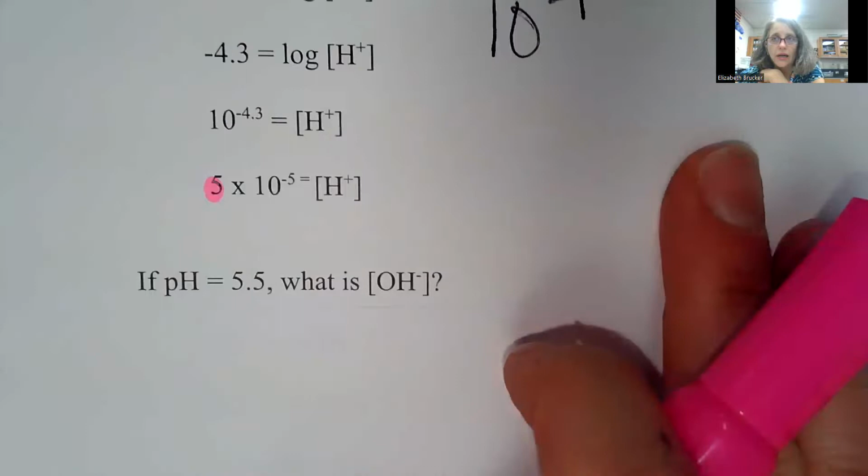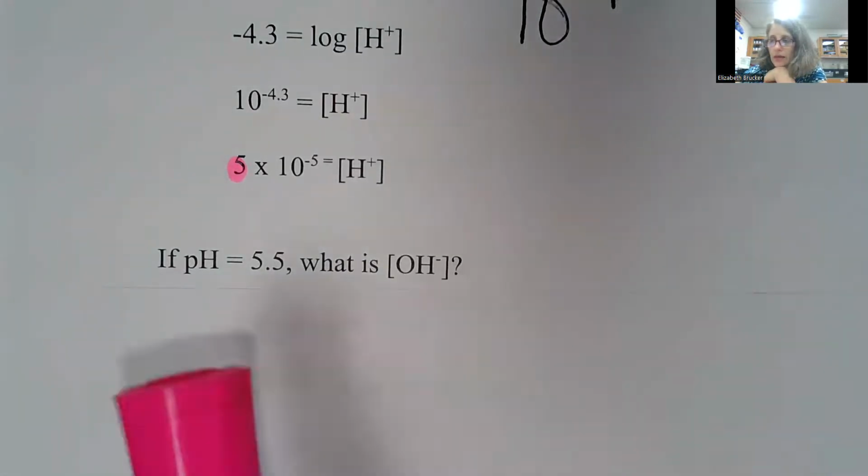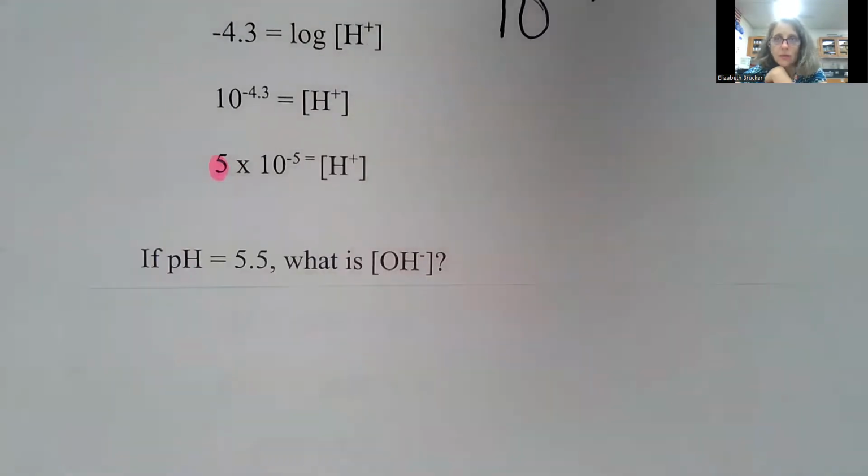So let's try, I want you to try this one on your own, and then you could check your answer with me. If I start with the pH of 5.5, what is the hydroxide concentration? So not just the H plus, again, that was what the last problem was, but what is it if it's OH? What if it is OH? Again, pause the video and then see what you come up with.